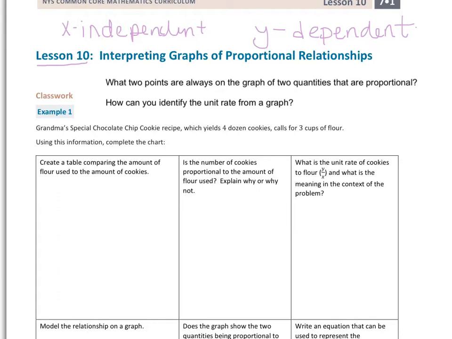All right, so the two essential questions today. Our first one is, what are 2 points that are always on a graph if two quantities are proportional? The other essential question was, how do we identify the unit rate? So hopefully by the end of this we can figure that out.